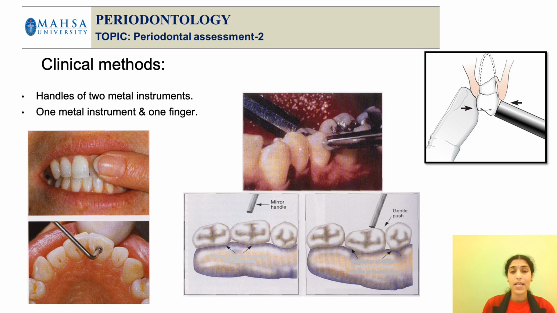So, clinical methods, as you can see here, you can see the two back handles of the instruments being used here, and one finger as well as one handle of an instrument being used to assess the mobility. The mirror handle has to be used on one side, and then here they have applied the finger on the other side and gently push the tooth on either side and elicit the tooth mobility. This picture shows the use of the Periotest, an instrument which is also used to assess tooth mobility.